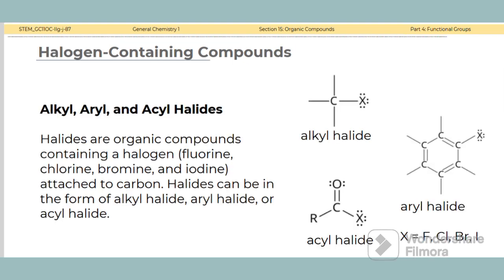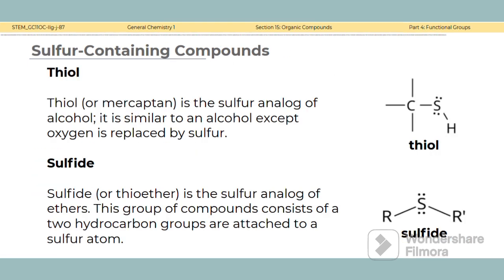Nitrile. A nitrile is a compound consisting of a cyano, carbon-nitrogen triple bond, group. Halogen-containing compounds, which are alkyl, aryl, and acyl halides. Halides are organic compounds containing a halogen, fluorine, chlorine, bromine, or iodine, attached to carbon. Halides can be in the form of alkyl halide, aryl halide, or acyl halide.